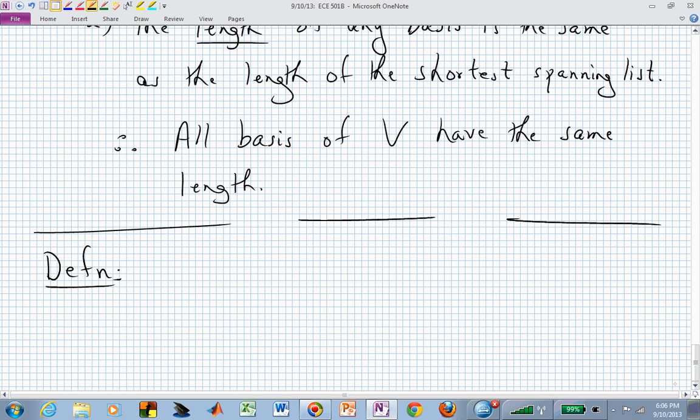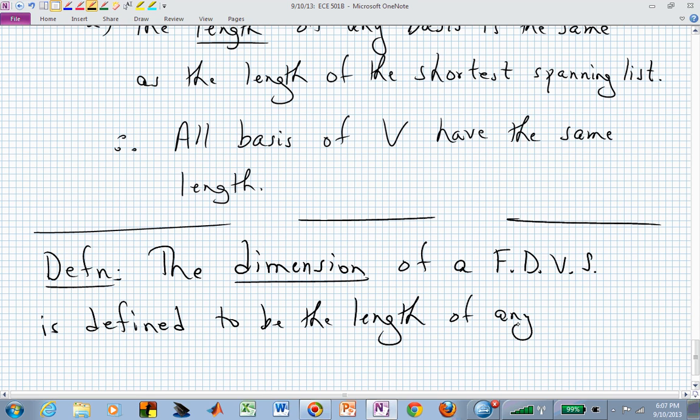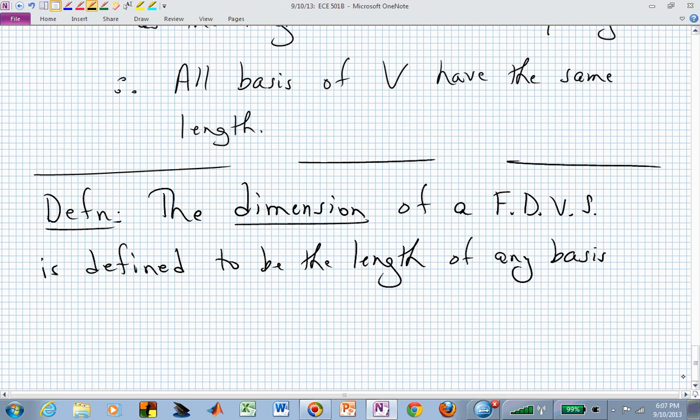Here's a definition that we will use. The dimension of a finite dimensional vector space is defined to be the length, and we now know what we mean by length, to be the length of any basis. We know what it means to be a basis of a vector space. Let's look at some examples of that.